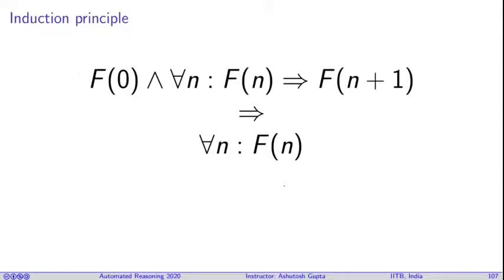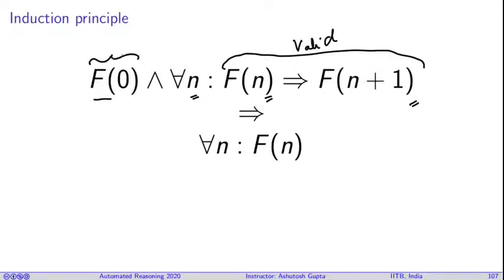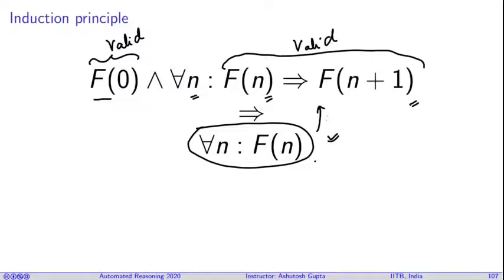What do you do? You first prove that f is true for 0, and then what do you do? You show that for all n, if I have f(n), then I can prove f(n+1). Okay, if you can show that this formula is valid and this also is a valid formula, then you can demonstrate that this formula holds true. So this problem can be simplified into this problem.